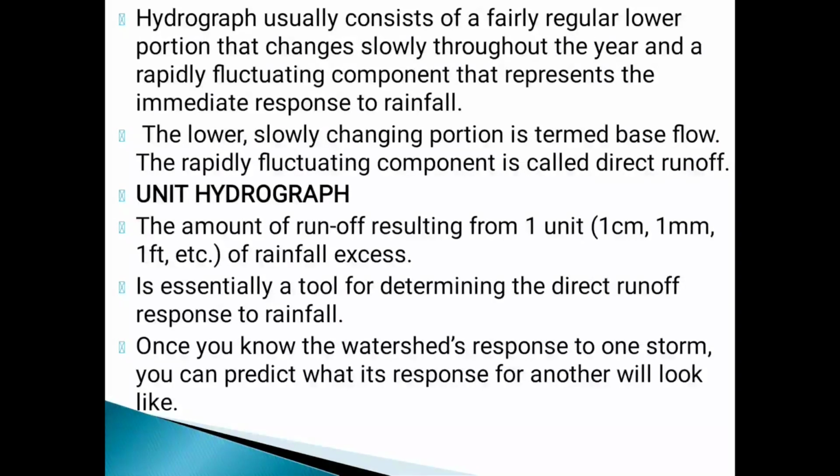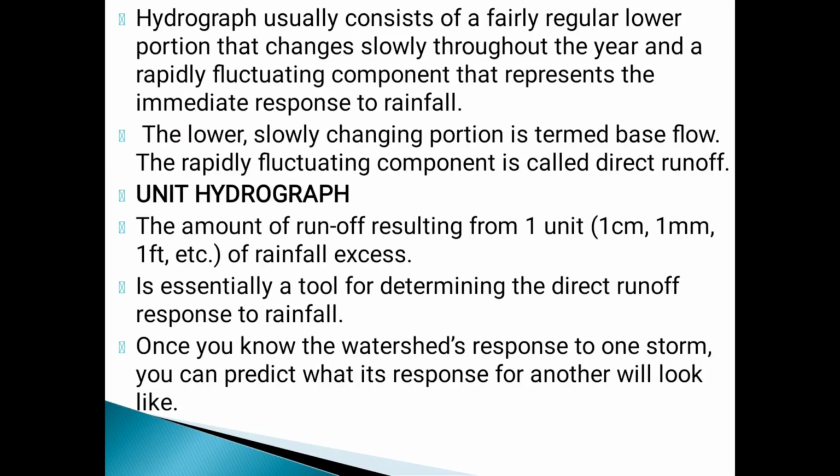A hydrograph usually consists of a fairly regular lower portion that changes slowly throughout the year and a rapidly fluctuating component that represents the immediate response to rainfall. The lower slowly changing portion is termed base flow. The rapidly fluctuating component is called direct runoff.